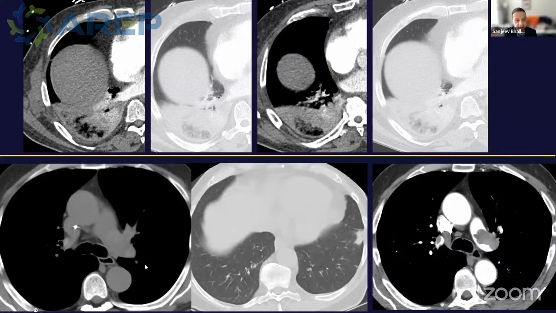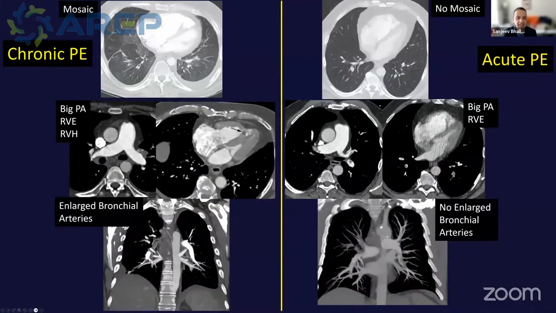So remember, infarcts tend to be peripheral. Infarcts tend to be kind of this thick-walled reversed halo with some areas of ground glass. Now, we had mentioned that there was this entity, chronic PE, and I would just like to contrast chronic PE with acute.